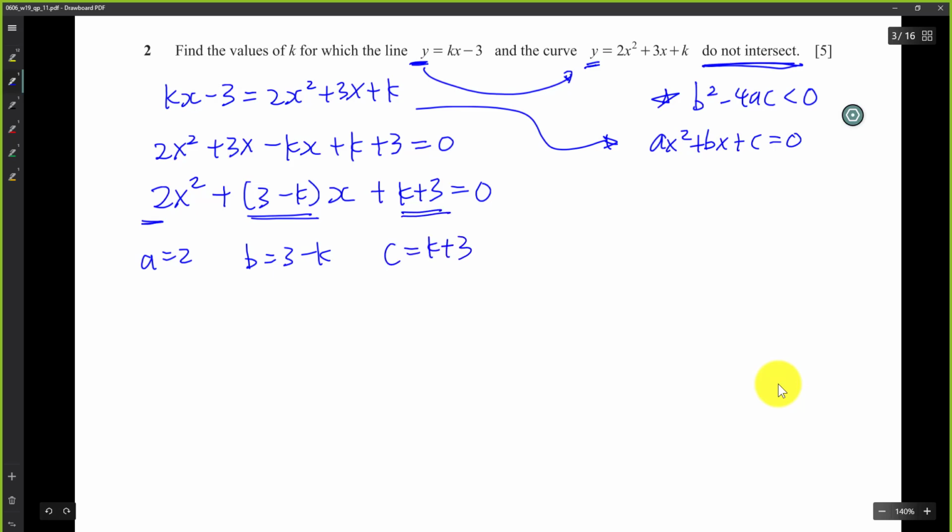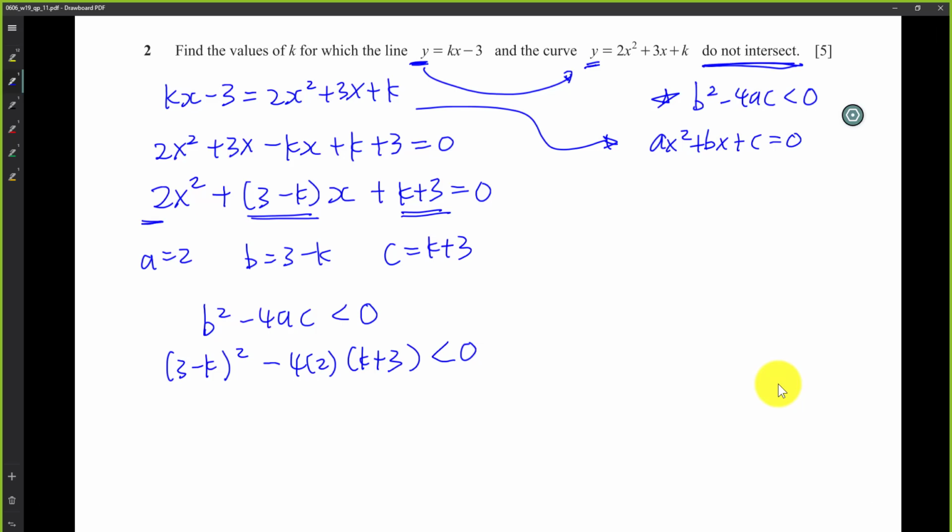k plus 3. After I have a, b, and c already, I will sub into my equation b squared minus 4ac less than 0. Alright, so my b squared will be (3 minus k) squared, minus 4 times a which is 2, and c which is k plus 3, less than 0. Then I just solve this quadratic expression. So this is 9 minus 6k plus k squared, and then negative 8 multiplied by the first one, negative 8k. Negative 8 multiplied by 3, so I multiply for both, so it will be negative 24 less than 0.